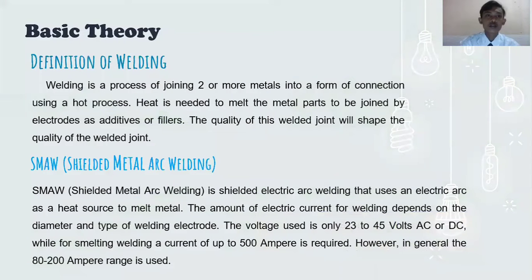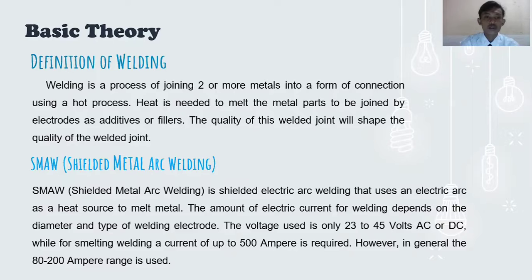The next, basic theory, definition of welding. Welding is a process of joining two or more metals to form a connection using a hot process. Heat is needed to melt the metal parts to be joined, with electrodes as additive or filler. The quality of the weld will shape the quality of the welded joint.